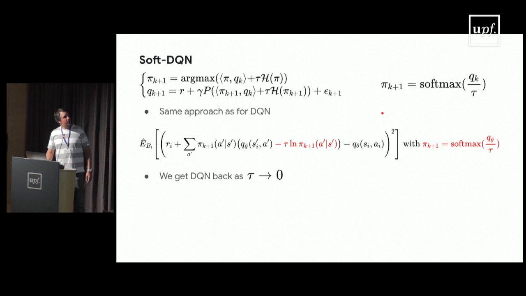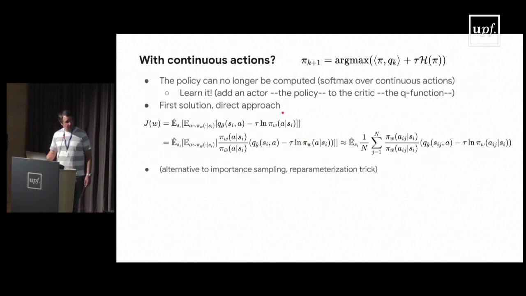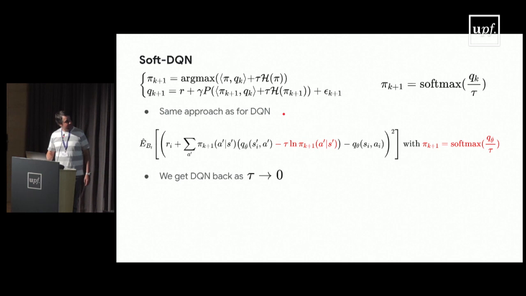So how to get a soft DQN algorithm from this? We know that with the entropy, the greedy policy is softmax according to Q_k. And I can just do the same approach as for DQN. I know that this is the entropy of the policy. So I just have to change the update rule. And I add the red term. The red term corresponds to this term. So I just add this term, the log policy.